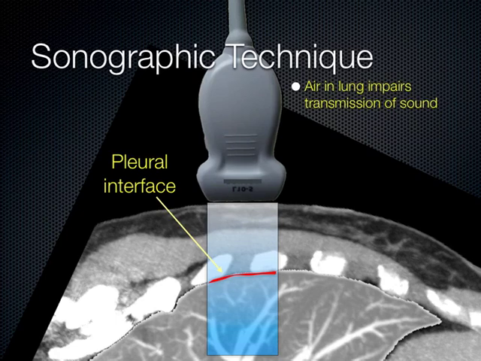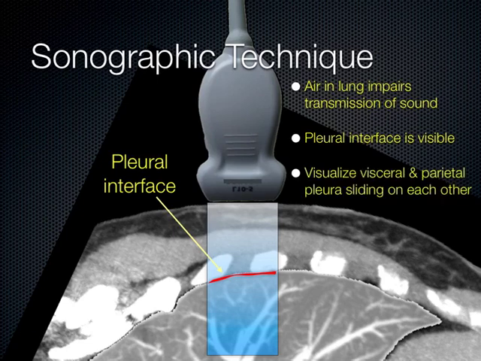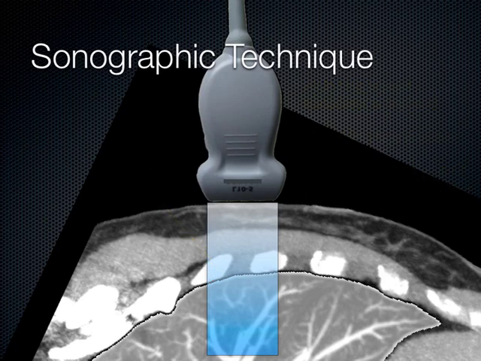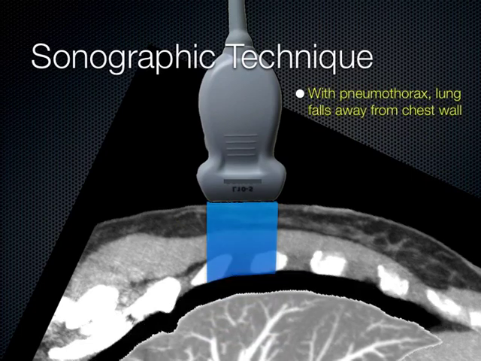However, if the lung has collapsed, that lung drops away, and you will not be able to get your ultrasound beam through that pocket of air to see anything underneath, including B lines. So even if the patient has pulmonary edema, you're not going to see it because there's air that's going to get in the way of your image.